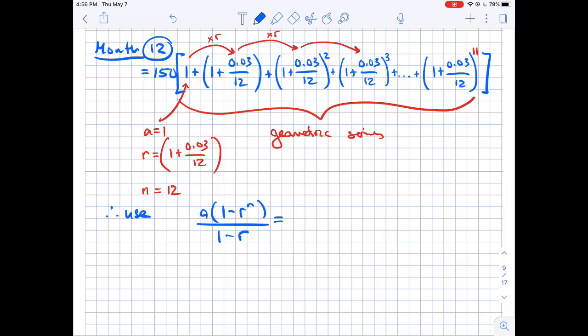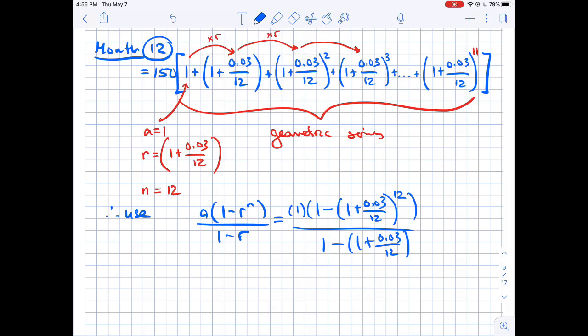And we have a is 1, times 1 minus r, which is this, to the power of n, which is 12, divided by 1 minus 1 plus 0.03 over 12.